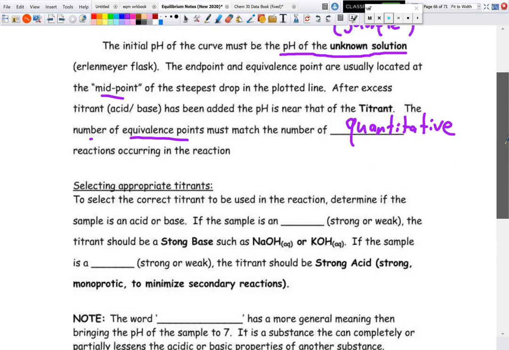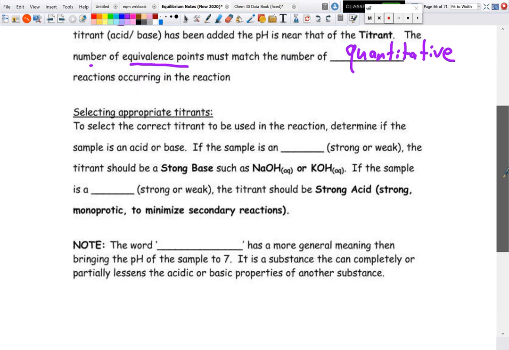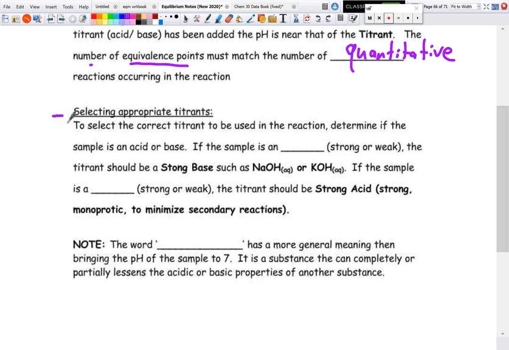Now, of course, we are going to be looking at graphs very soon and showing all this, but last but not least, we're just going to look at selecting appropriate titrants. Now, to select the correct titrant to use in a reaction, first of all, we need to determine if the sample is an acid or base. So if the sample is an acid, whether it's strong or weak, the titrant should be a strong base such as sodium hydroxide or potassium hydroxide. This is just to make sure that if we are doing our reaction, we need to have at least one strong entity in there to try to get a quantitative reaction.